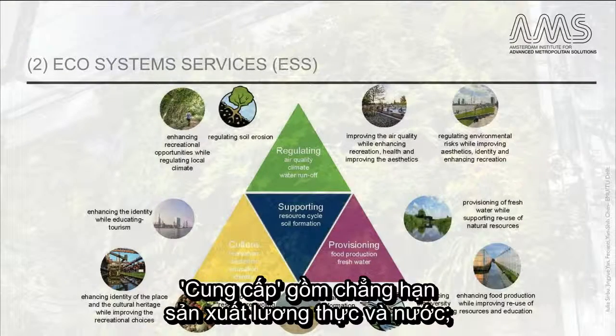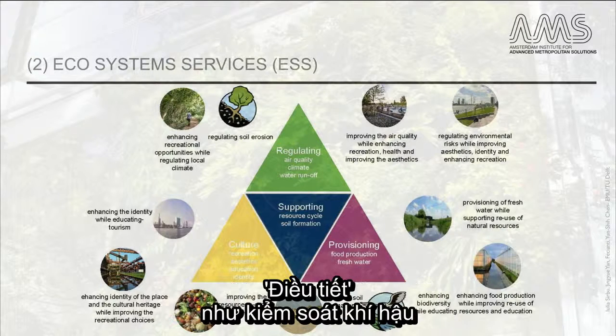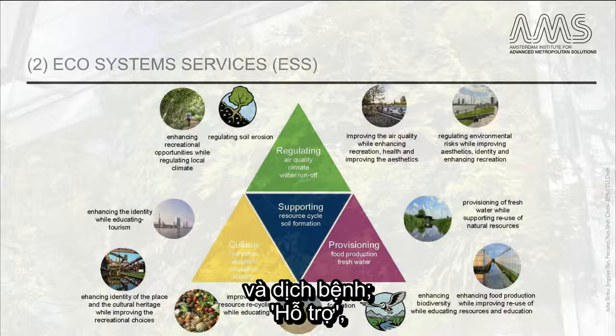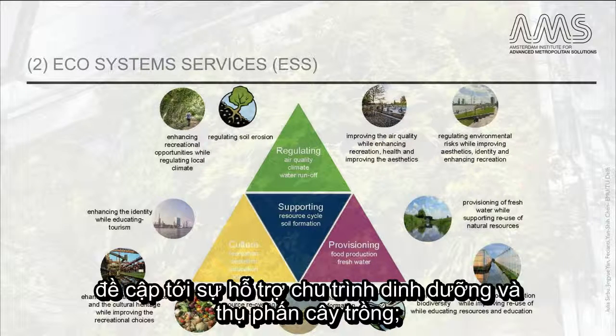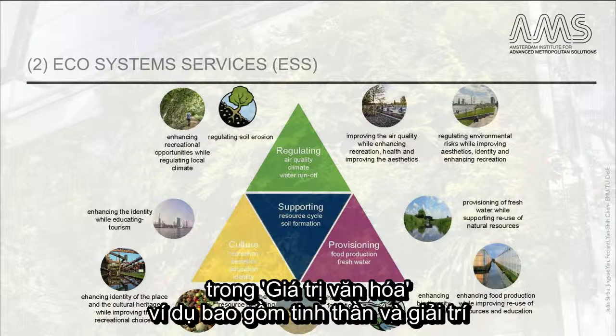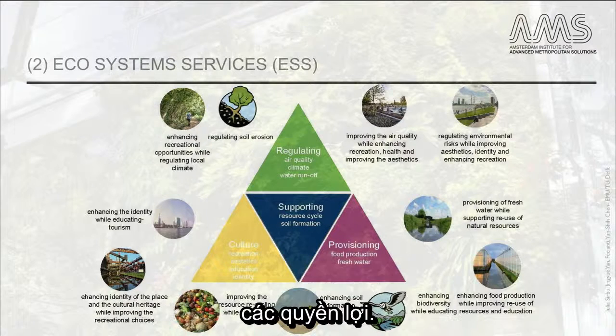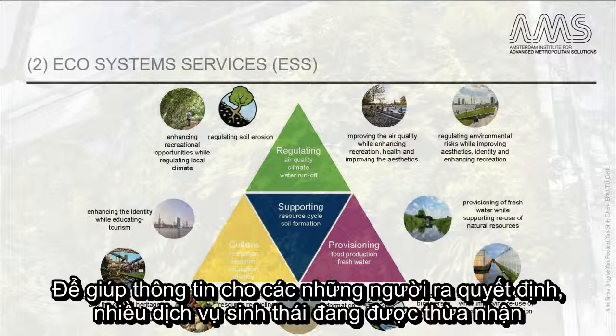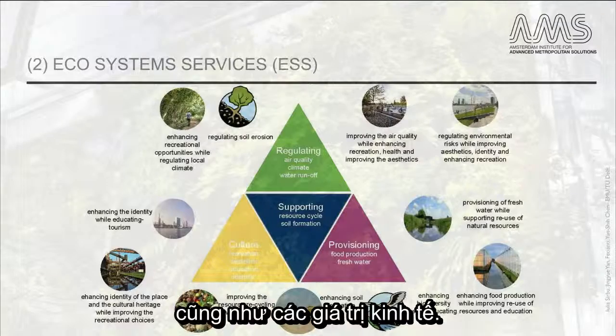Provisioning includes, for instance, the production of food and water, while regulating includes, for instance, the control of climate and disease. Supporting refers to support of nutrient cycles and crop pollination, while cultural values, for instance, include spiritual and recreational benefits. To help inform decision makers, many ecosystem services are being assigned economic values as well.